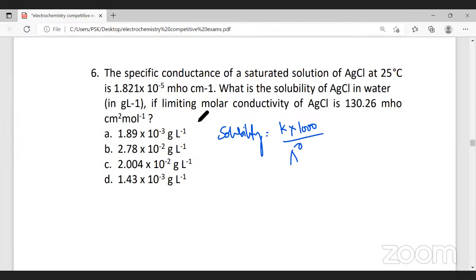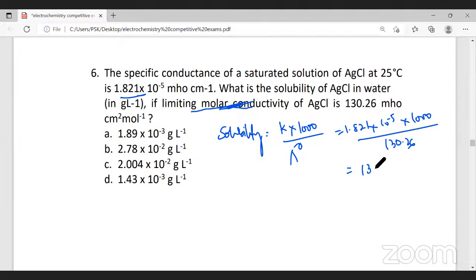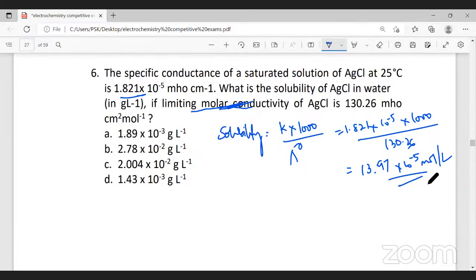What is this lambda naught? Limiting molar conductivity. Kappa, specific conductance, they have given as 1.821 into 10 to the power minus 5, into 1000 divided by lambda naught, which is 130.26. So that will be equal to 13.97 into 10 to the power minus 5 mole per liter. This is the solubility. What they're asking is the solubility of AgCl in water in gram per liter. Here it is in mole per liter.